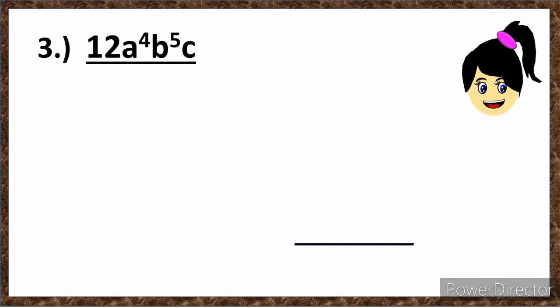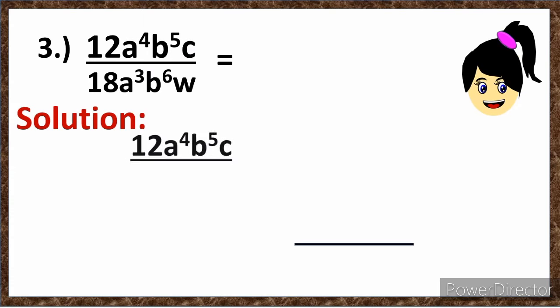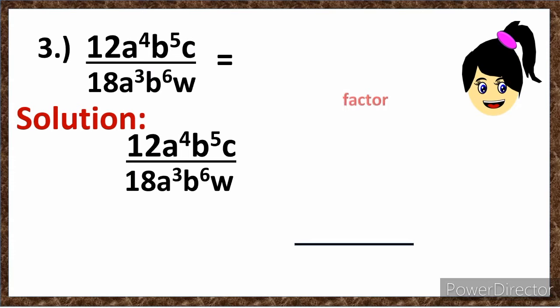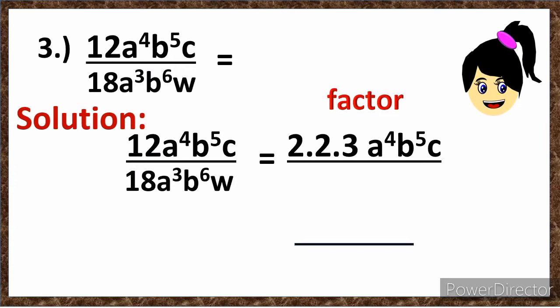Next, let's have example number 3. 12a raised to 4, b raised to 5, c, all over 18a cubed, b raised to 6, w. The first step is to factor the numerical coefficients of the numerator and the denominator. The factor of 12 is 2 times 2 times 3, which is 4 times 3, 12. And then a raised to 4, b raised to 5, c. All over, the factor of 18 is 2 times 3 times 3. Then we have a cubed, b raised to 6, w.